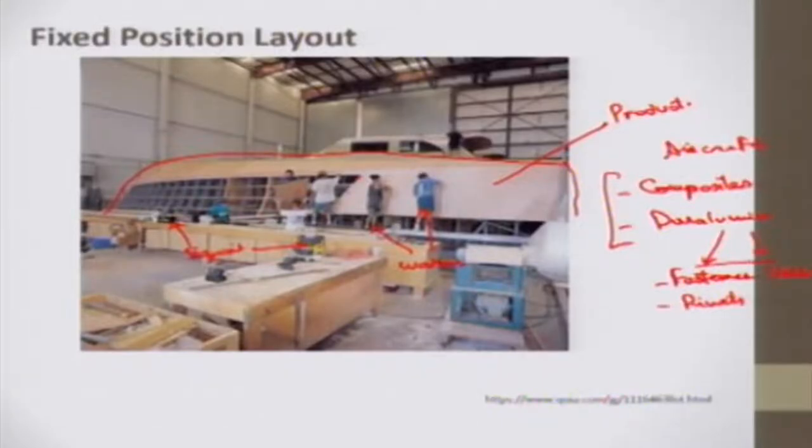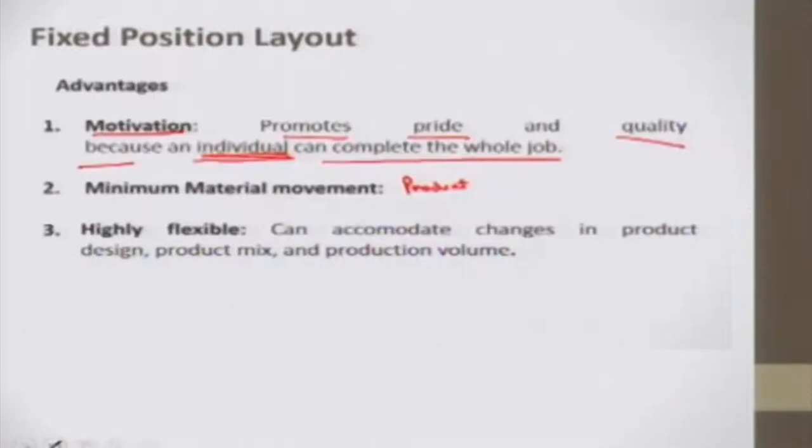So this equipment has to be portable, the welding equipment here. If not portable, this material movement would be complex. Otherwise, the product movement is very less here, is minimal or maybe zero in these cases. So minimum material movement is here. Highly flexible things are here, can accommodate changes in product design, product mix and production volume. Because the product is fixed, there is no need to move.